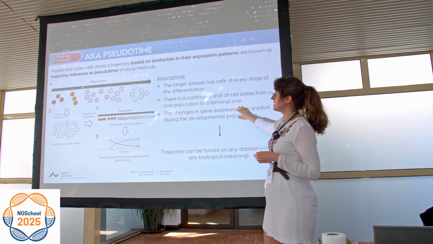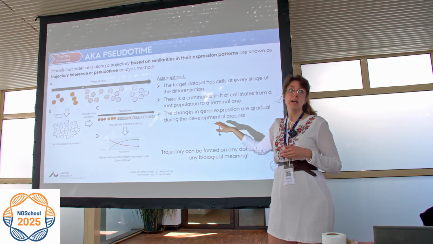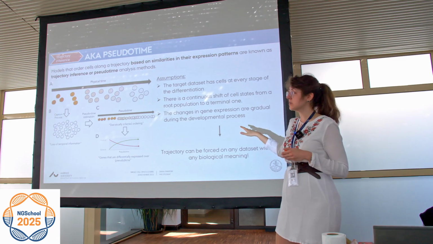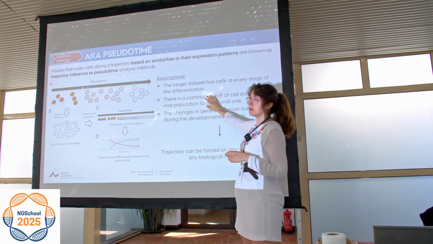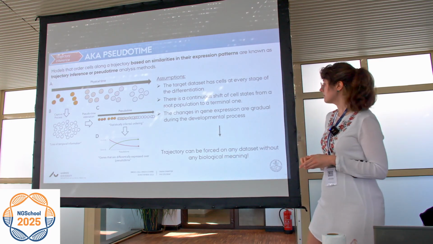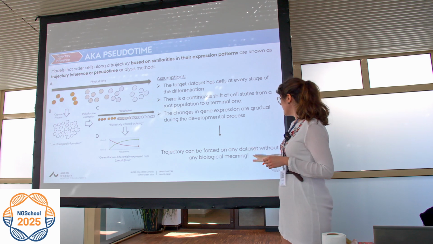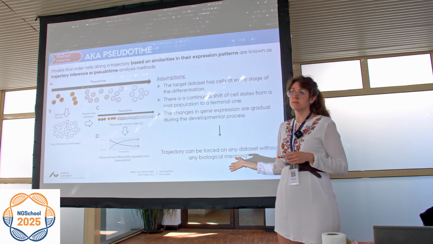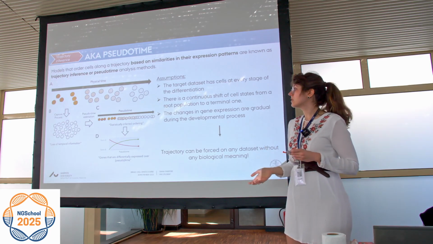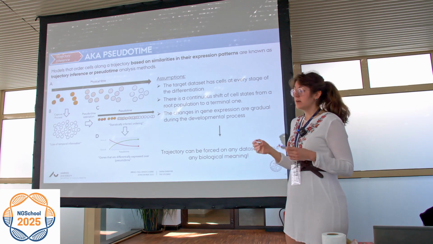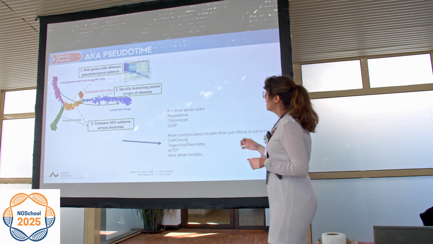So all these three assumptions are typically fulfilled when you work with developmental data, and when you work with pathological processes, it's rarely fulfilled. But I mean, we have to be conscious about it. And the thing is that trajectory can be forced on any data set without any biological meaning. You can just take any data set, calculate a slingshot, monocle, and you will find some trajectory. It doesn't mean that this trajectory really exists.